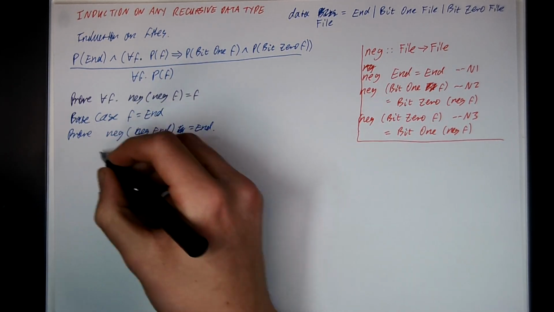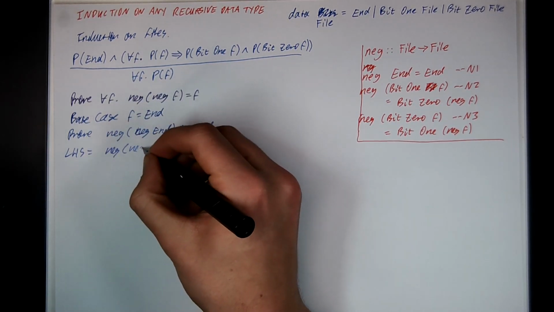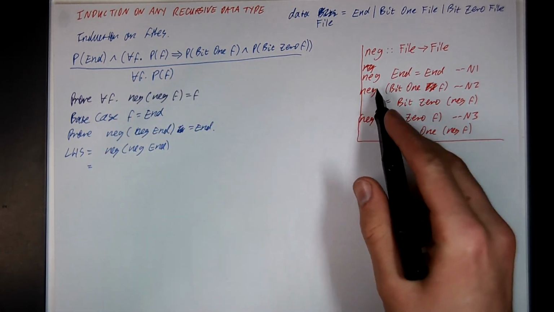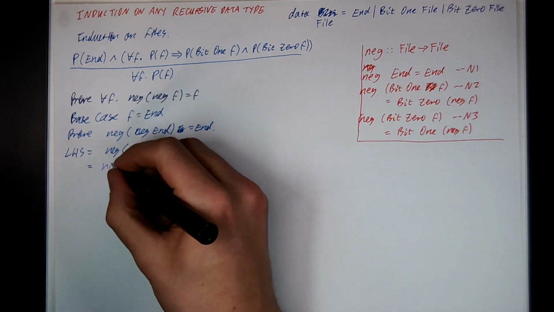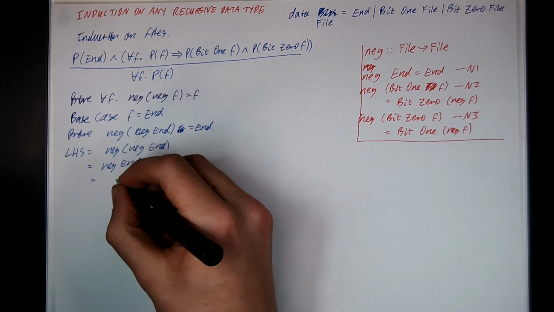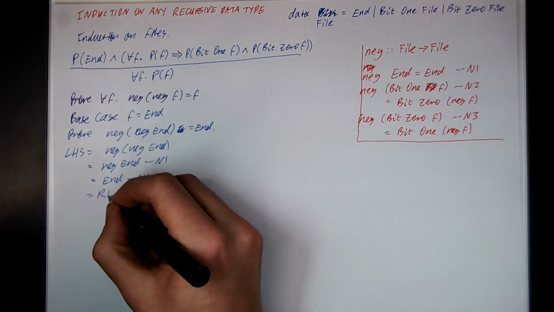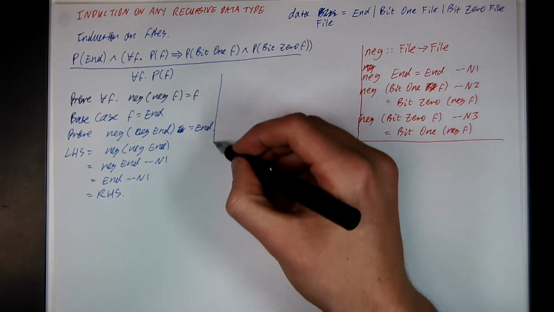Okay, so let's start with the left-hand side. We have negate twice of the ended file, which by the definition of neg, if you negate the empty file, you get back the empty file. So we have neg of end by n1, and then we do that again to get end by n1 twice, which equals the right-hand side. Okay, so the base case is pretty straightforward. Now we're going to prove the step case.